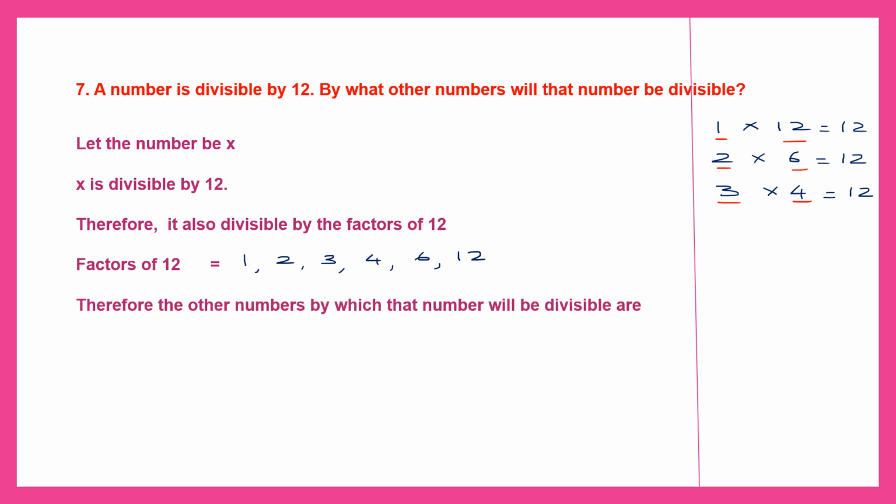That means the other numbers by which this number x will be divisible are these numbers. That is 1, 2, 3, 4, 6 and 12. So this number, the unknown number, which is divisible by 12, will also be divisible by all the factors of 12.